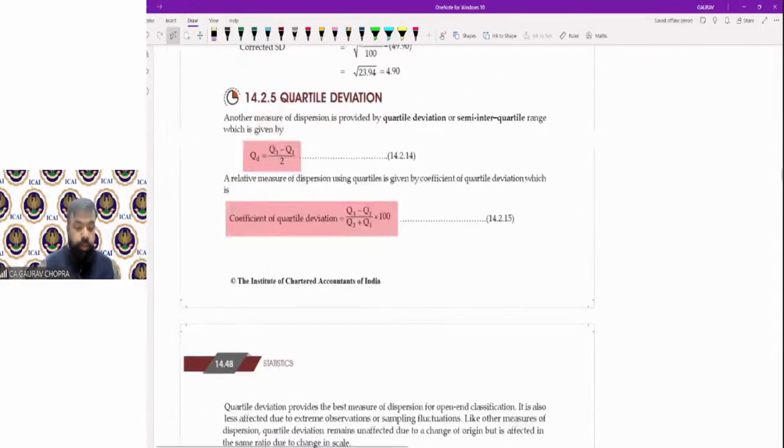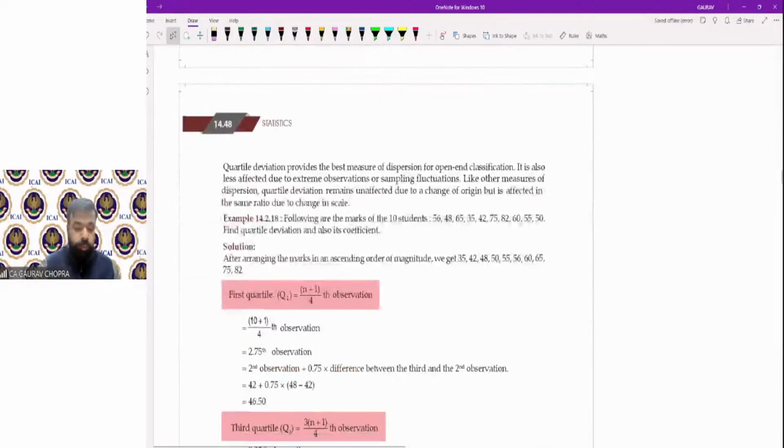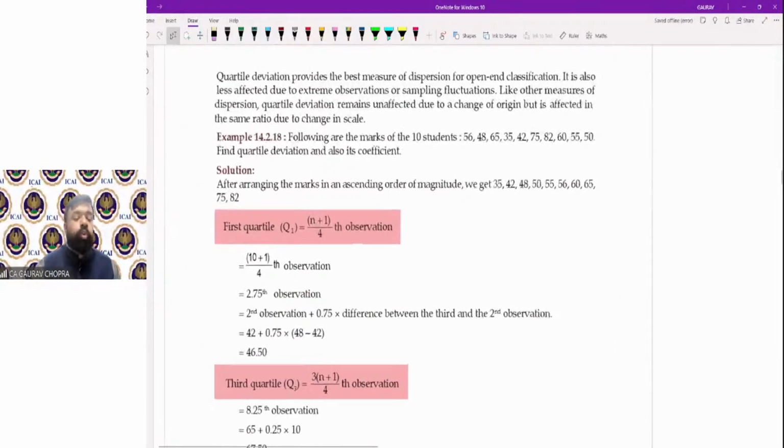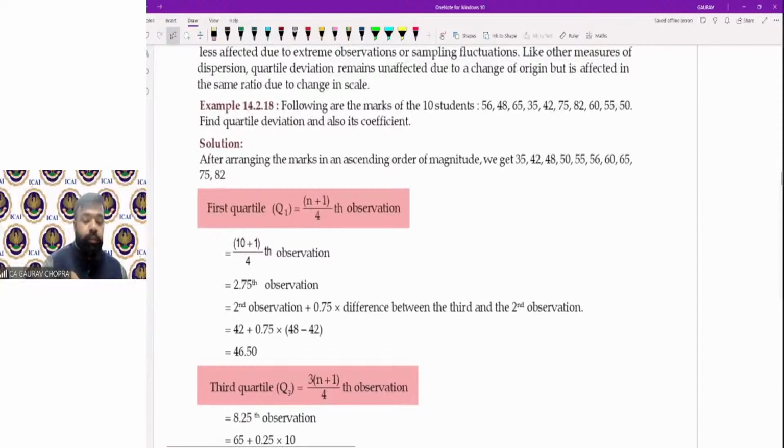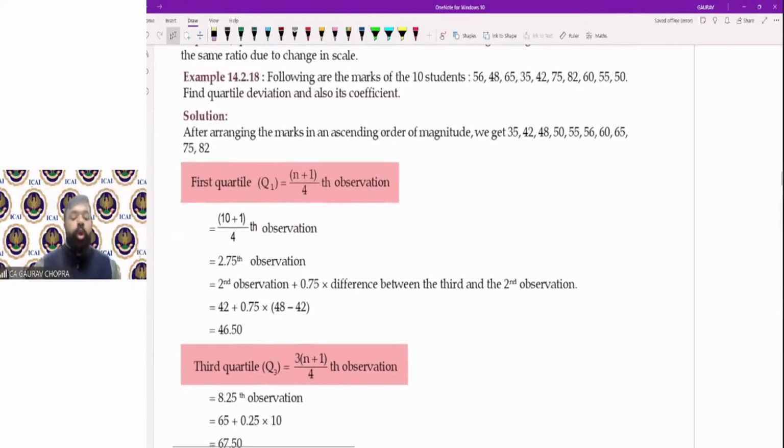Yes, so these are the formulas. 14.2.18. Following are the marks of 10 students. Find quartile deviation and also its coefficient. तो क्वार्टाइल डिवीजन भी निकालना है, उसका कोफिशिएंट भी चाहिए आपको.